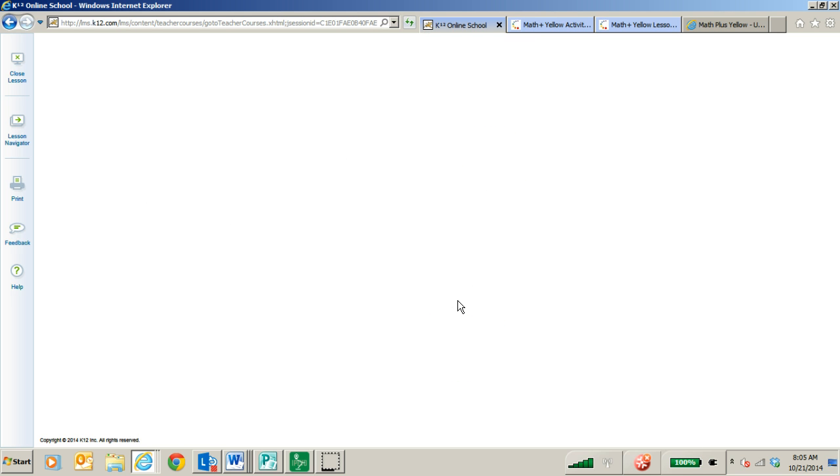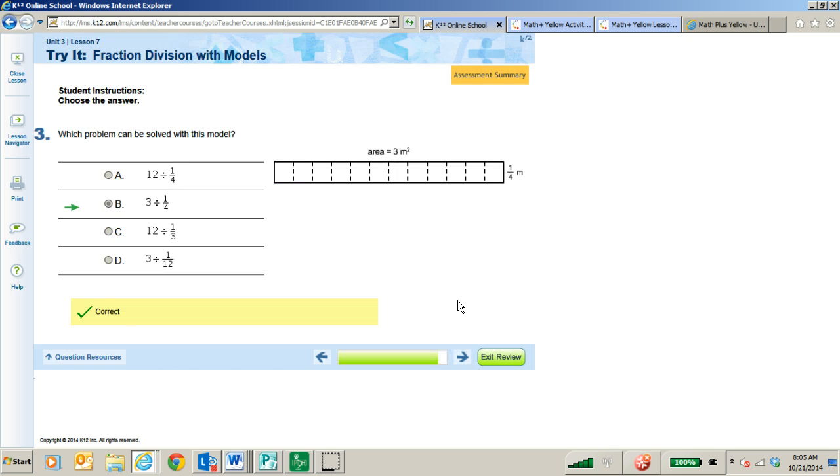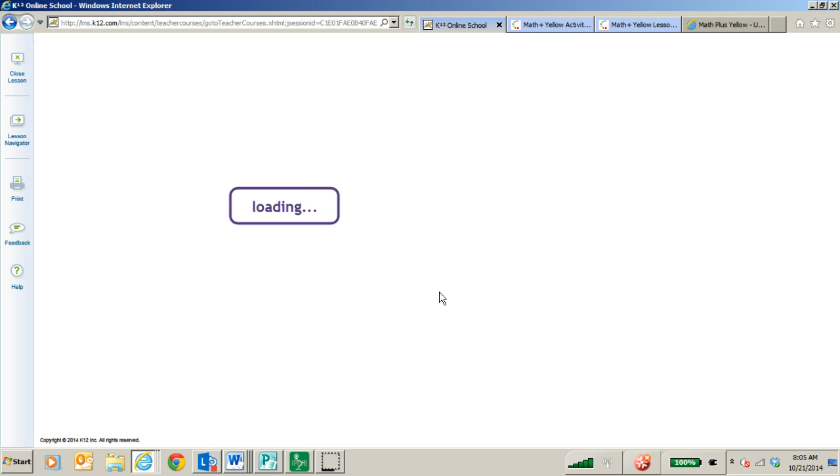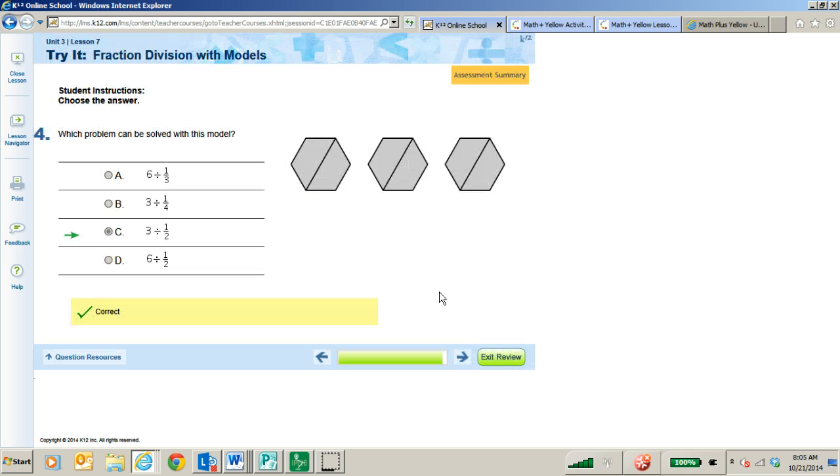And then we have this area model. The whole area is 3 meters, but how many fourths are in the 3 meters? And you can see they're not necessarily looking as much for the answer, they're looking for which one of these represents the model. We have 3 wholes and they're divided by halves. How many halves in all?